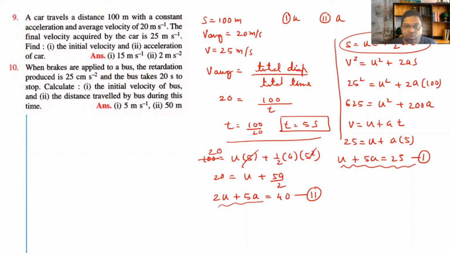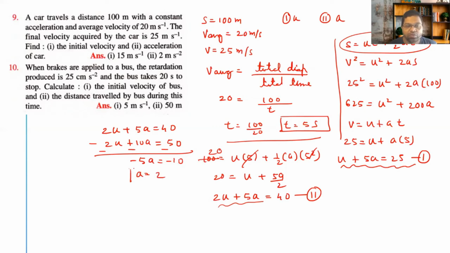So this is 2u plus 5a is 40, and if I multiply the other equation by 2, I get 2u plus 10a equal to 50. And if I subtract them, I get minus 5a as minus 10. So a is equal to 2. And if I plug a as 2 over here, 5 into 2, so u plus 10 equal to 25. So u is equal to 15 meter per second.